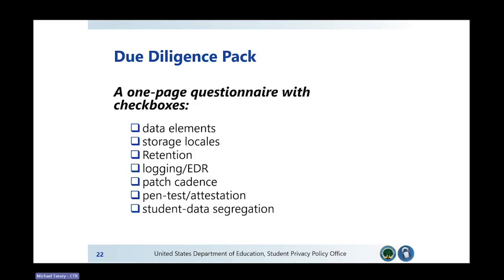They can answer it with attachments. Say, hey, here's a map of where we store our data. Here's our retention policy. Here's our logging policy. Yada, yada, yada. You can keep all of those things right in that little vendor section along with the data map, right? And it can help inform that data map if you don't have all of those answers up front.